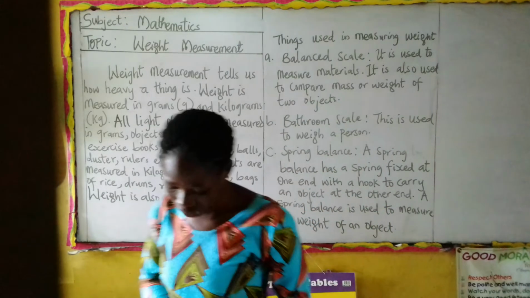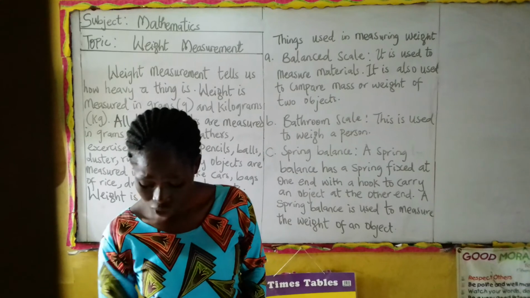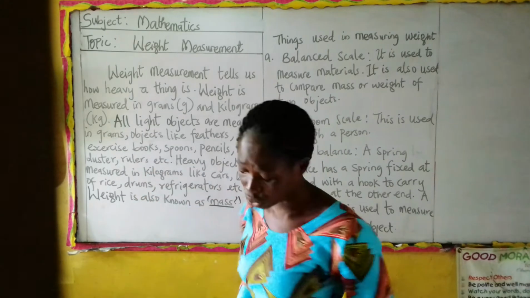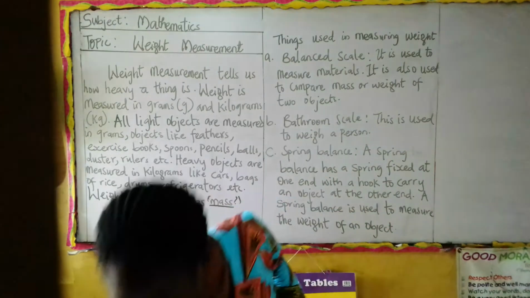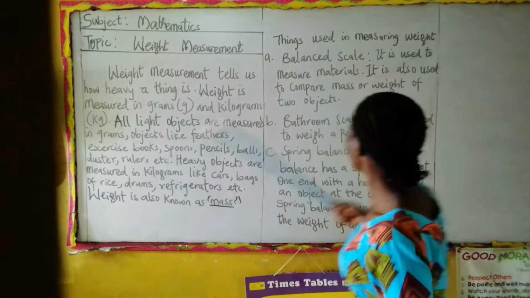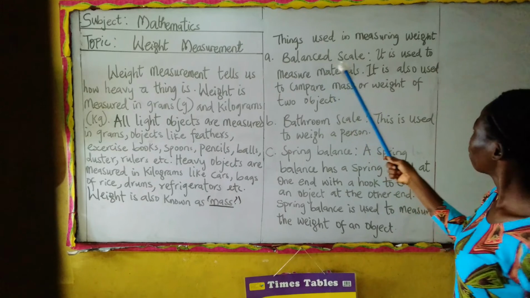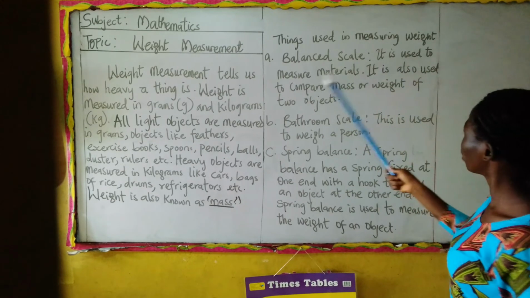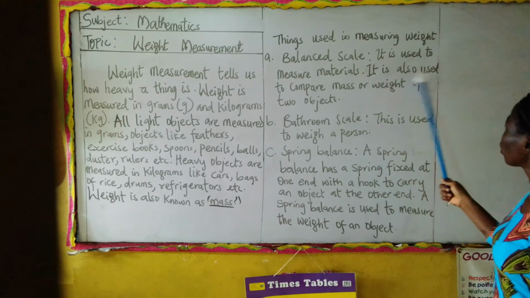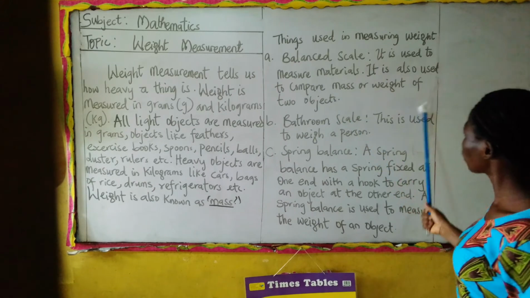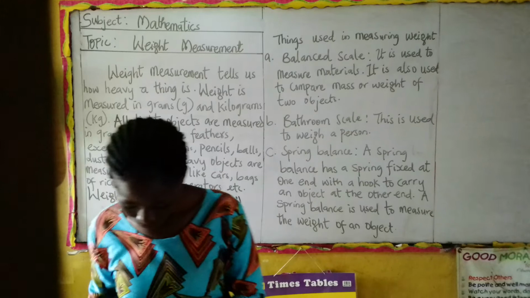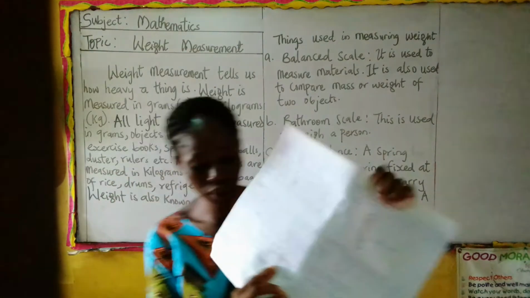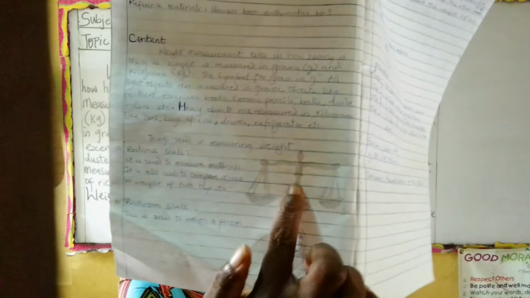Okay, and then we want to look at things used in measuring weight. What are the things that can be used in measuring weight? One, we said it is the balance scale. Okay, this is it here, balance scale. It is used to measure materials. It is also used to compare the mass or weight of two objects. This is it here. I have the diagram with me. Can you see it?